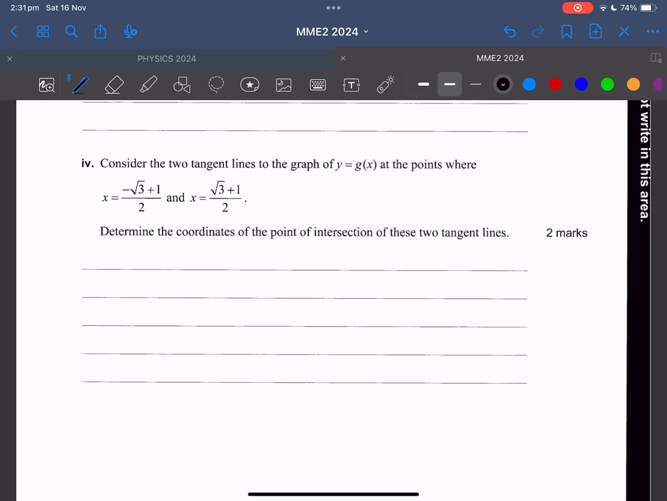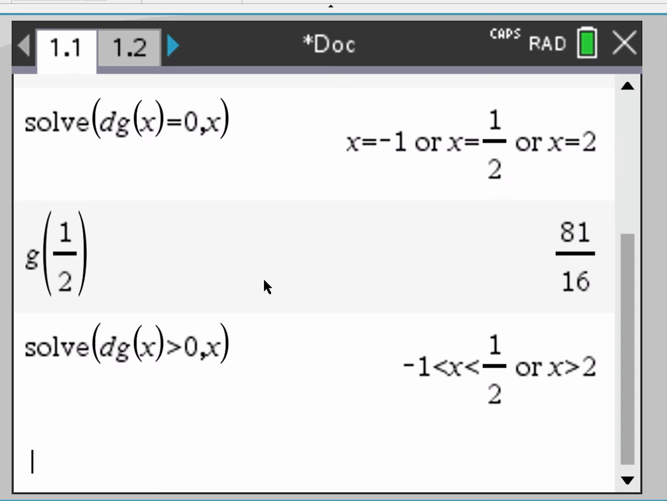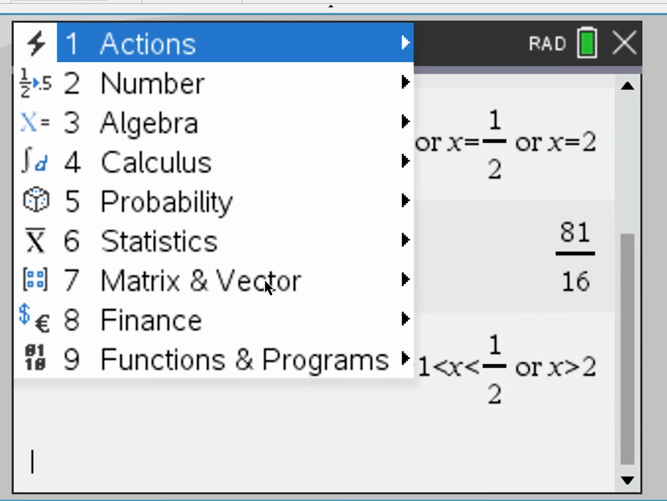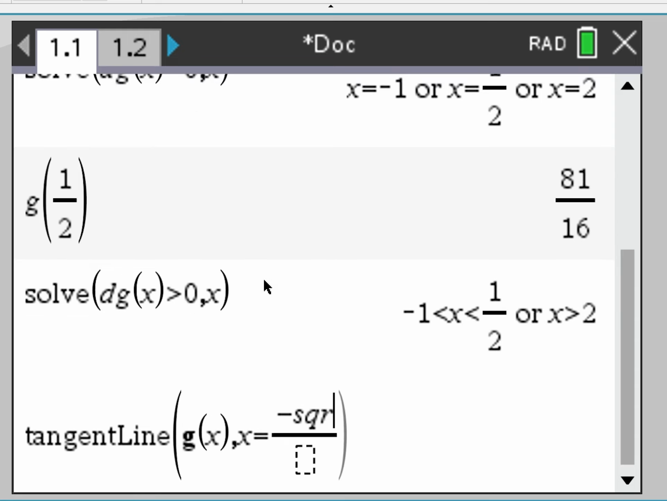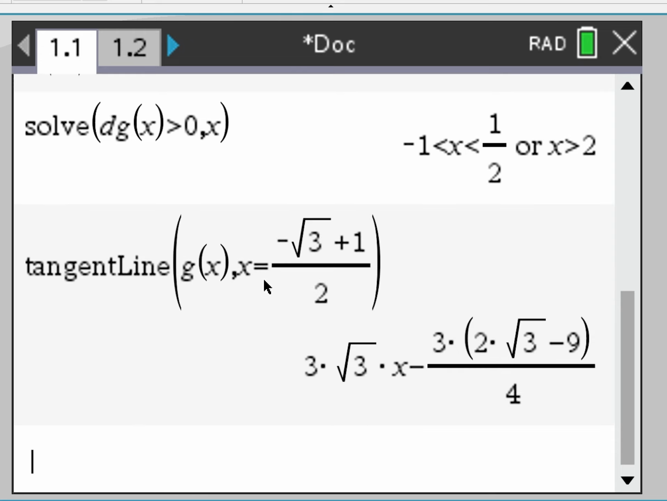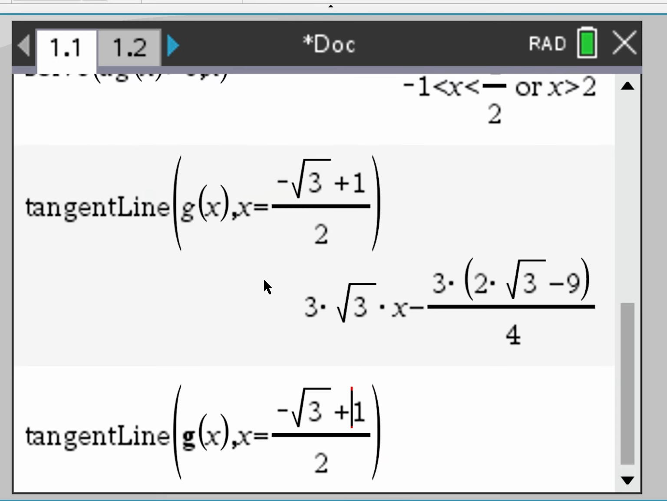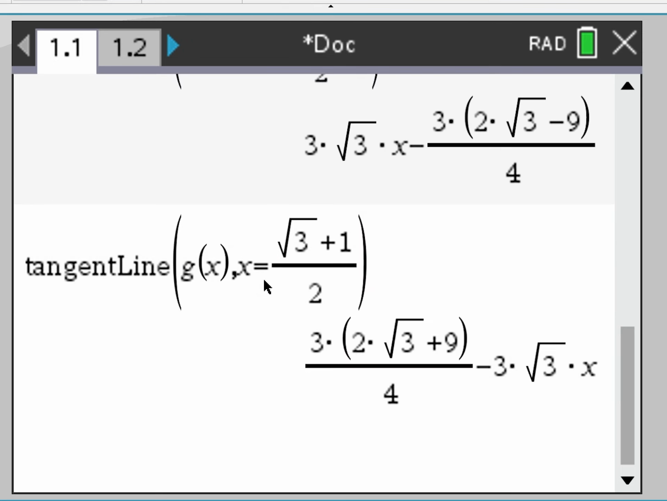Consider the two tangent lines to the graph y equals g(x) at points where x is this and x is that. Determine the coordinates of the point of intersection of these two tangent lines. So let's find the tangent line first using the tangent line function. Menu, 4, 9, g(x), and let's type the x coordinate, which is negative square root of 3 plus 1 over 2. That's our tangent line 1. Now the second tangent line, we remove this. There you go, that's our second tangent line. So let's quickly write them down.